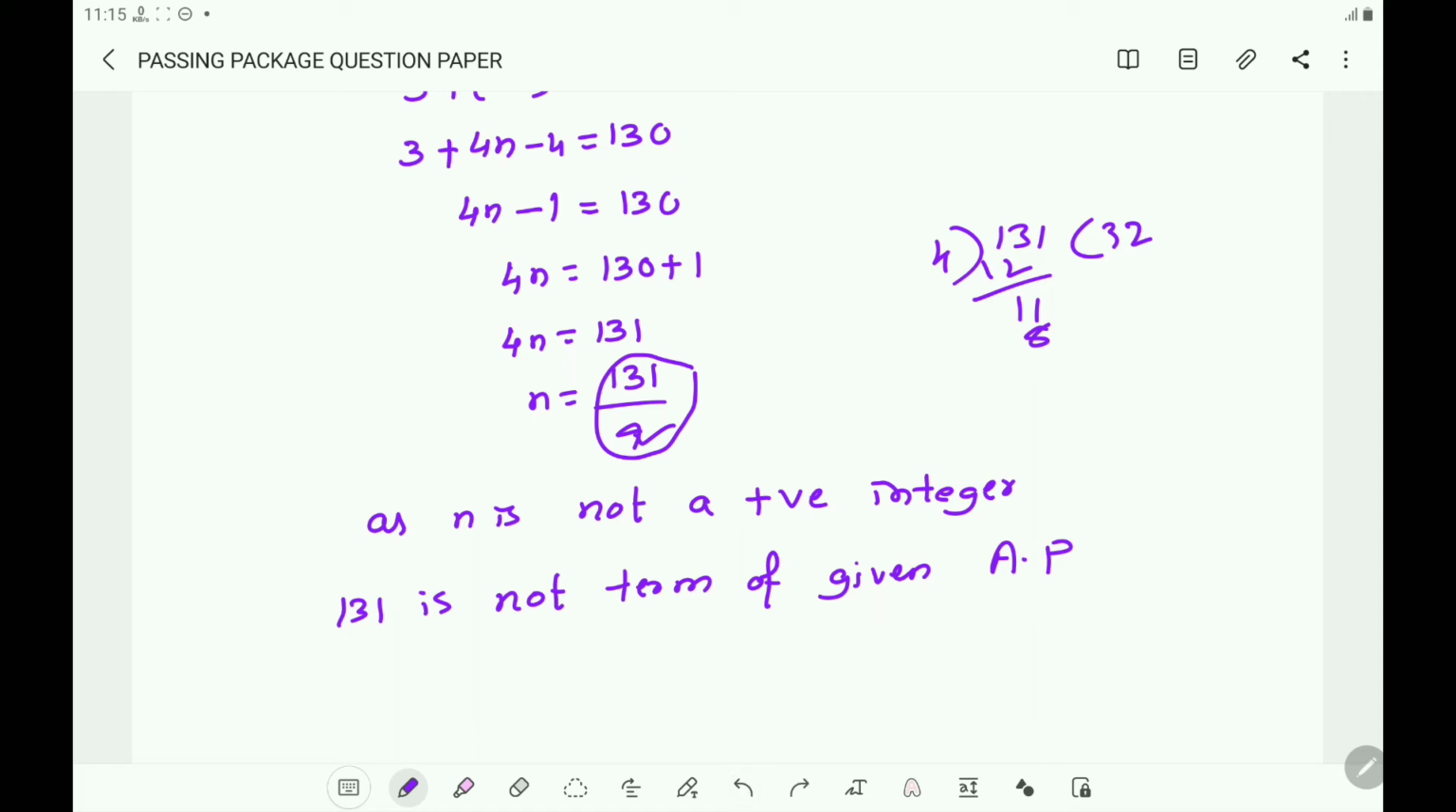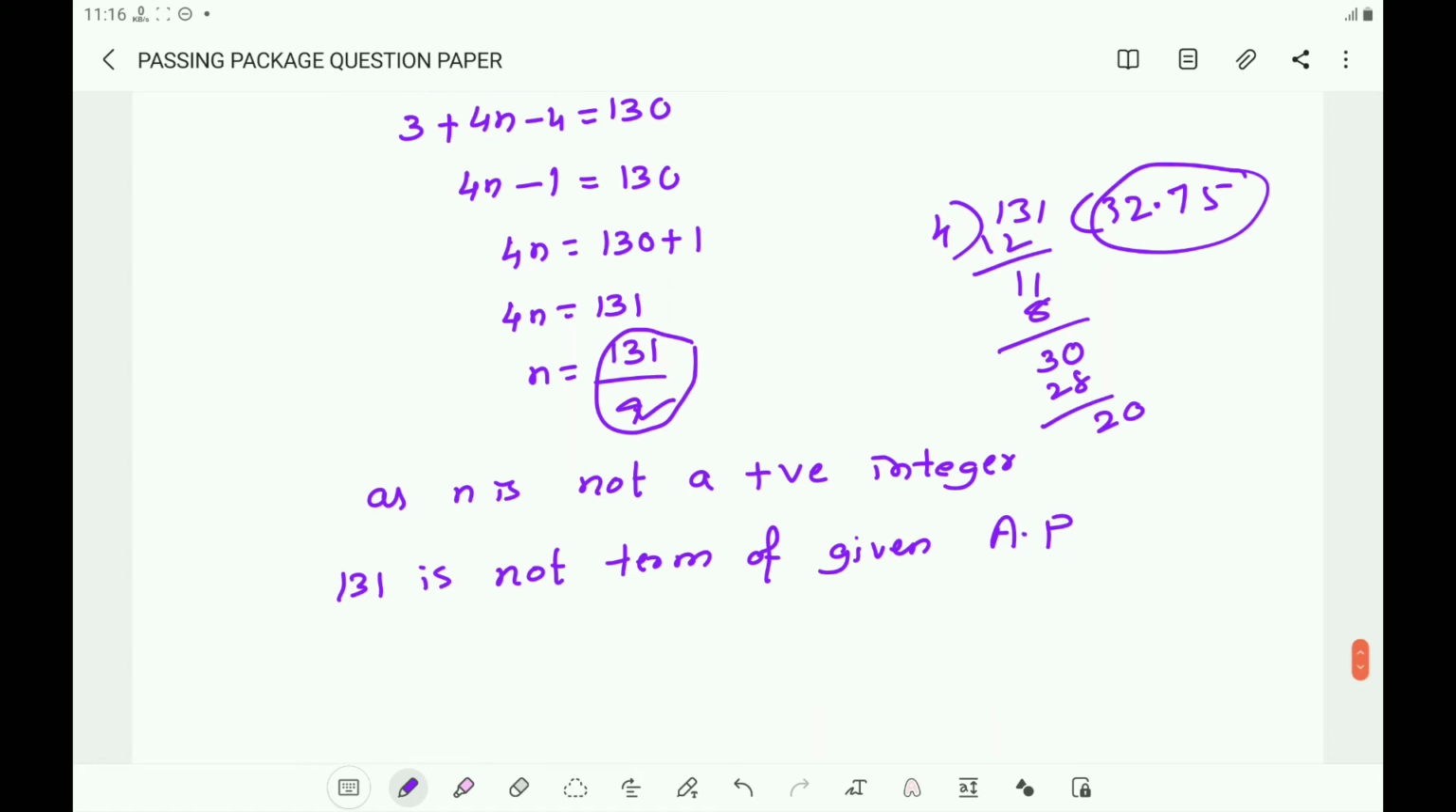Here you take 3, put point, here 4 7s are 28, again take 4 5s are... Here it is not a natural number. So if it is a natural number, then you can conclude it is a term, but here it is not a natural number, because here you have to say whether it is 32nd term or 33rd term. So n is not a positive integer, therefore it is not a term.